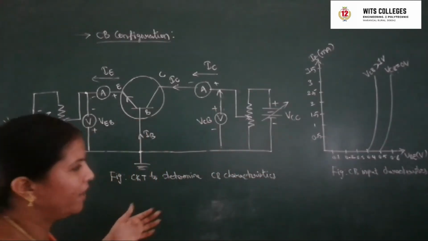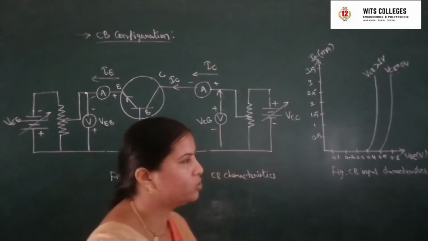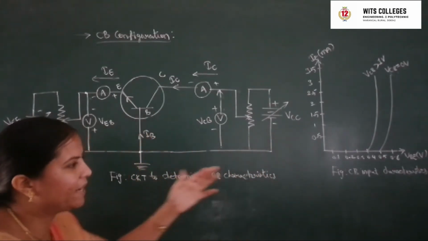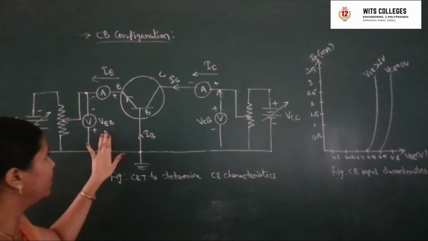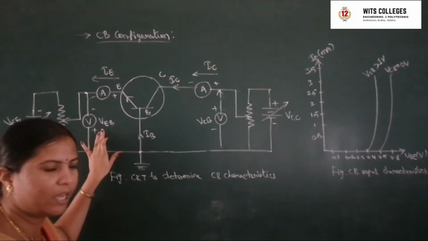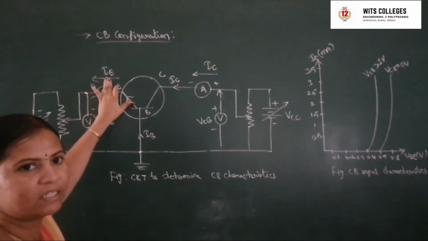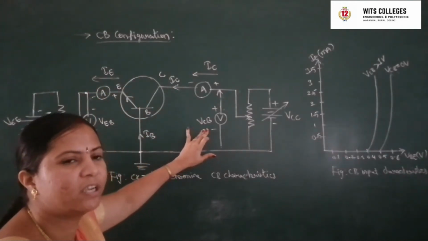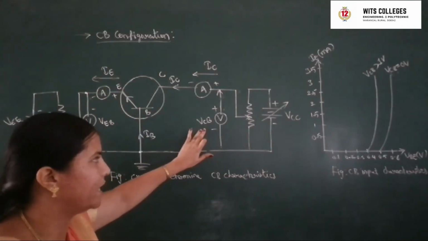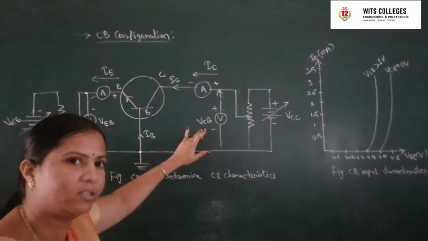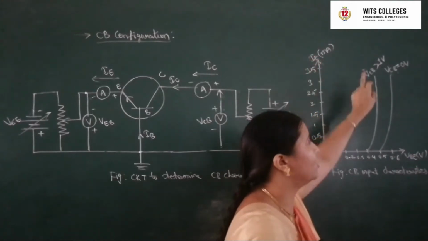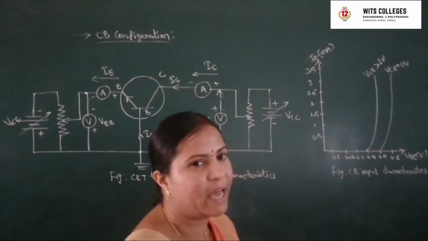On the x axis we have to take the voltage, on the y axis we have to take the current. Now the input characteristics means the input voltage, here base emitter voltage, and input current, here emitter current. At constant what do we have to place? The collector base voltage as constant. Here the curve between VBE and IE at constant VCB is nothing but common base input characteristics.